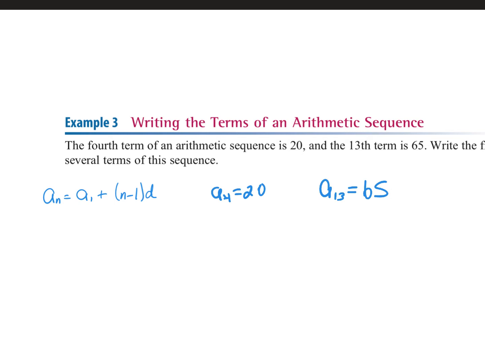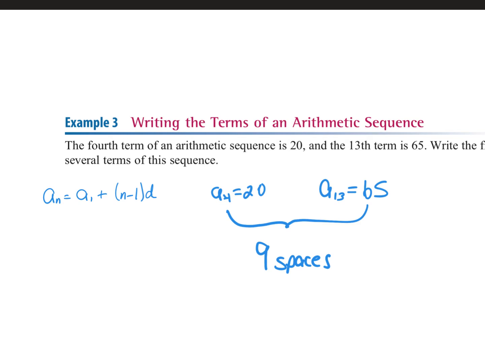How many spaces, how many places are between the fourth term and the 13th term? 9. Okay, I agree with you guys. 9 spaces. All right, that's good. There's 9 quote-unquote spaces or numbers in between the fourth term and the 13th term. So when you're given a problem like this, where they give you 2 random terms in the sequence and you have to find the rule, you're going to set up a little equation to find what the common difference is.